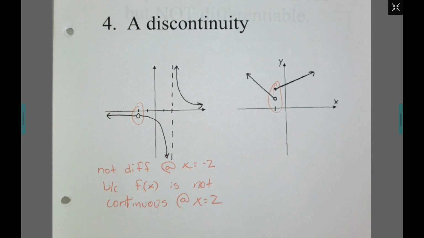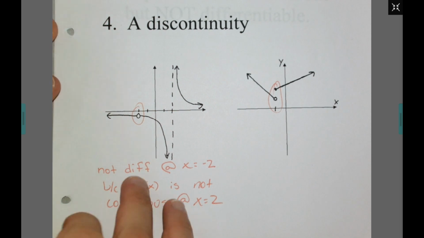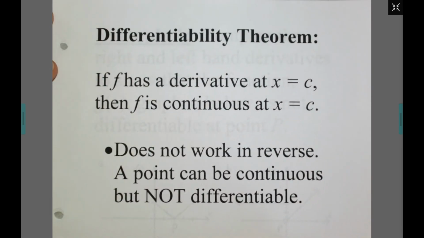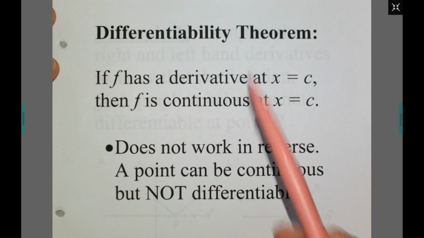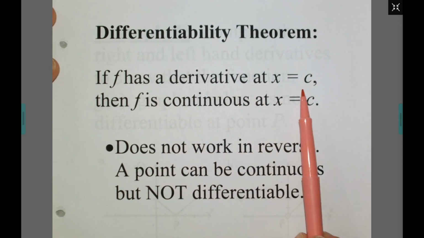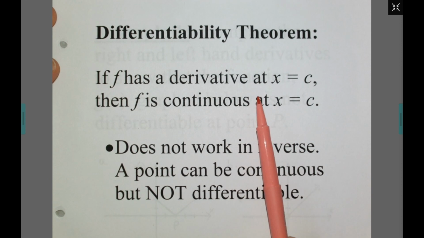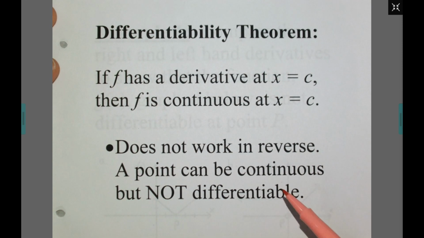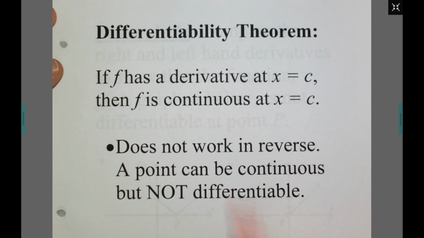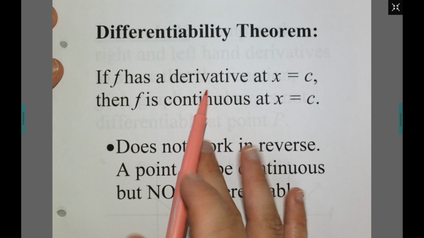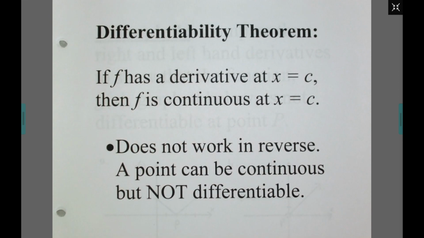All right, so we looked at those 4 scenarios where the function would not be differentiable. It's going to lead us into our differentiability theorem. The differentiability theorem says that if f has a derivative at x equals c, then f is continuous at x equals c. So if the function has a derivative, it is going to be continuous there. It does not work in the reverse. So a point cannot be continuous and not differentiable... Okay, so if we take a derivative, it is continuous at that given point.